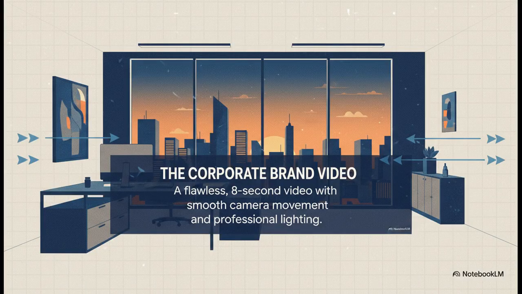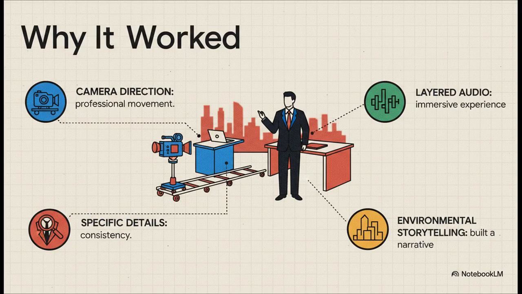And the result? It's a flawless, professional-looking corporate video. You've got that smooth camera movement, incredible lighting with realistic physics, and perfectly synced dialogue. Honestly, it looks and sounds like it came straight from a high-end production house. So let's break down why this was so effective. That camera direction gave it that polished, expensive feel. The specific details about the suit and the posture locked in the character. The office, the skyline, that told a whole story of success without needing a single extra word. And layering the dialogue with those ambient city sounds made it feel completely real.